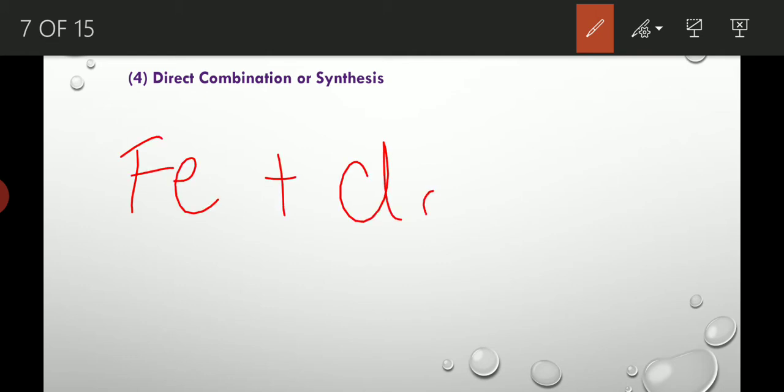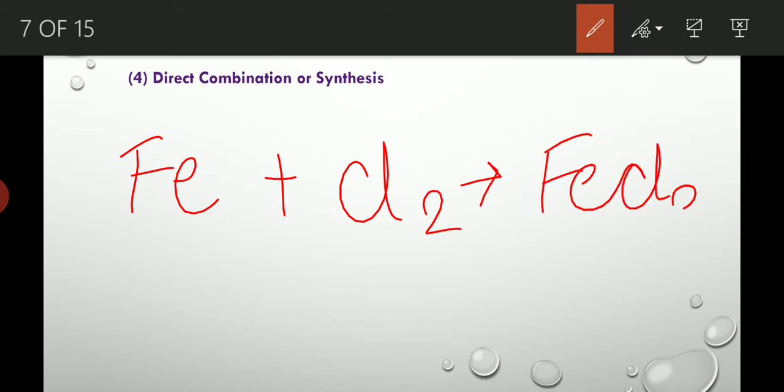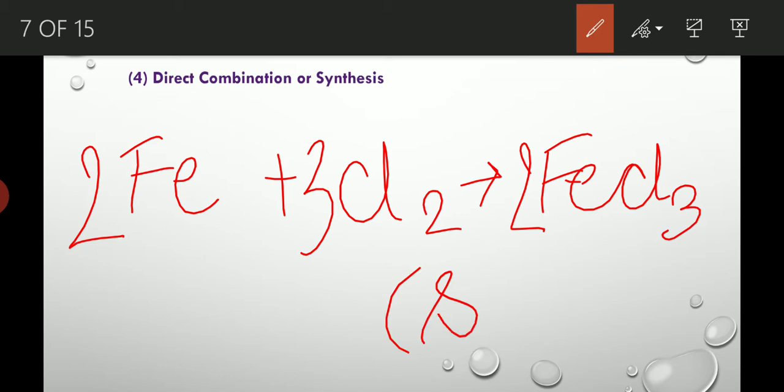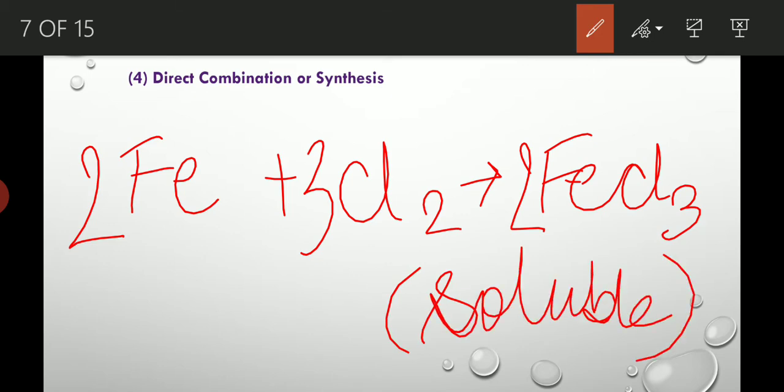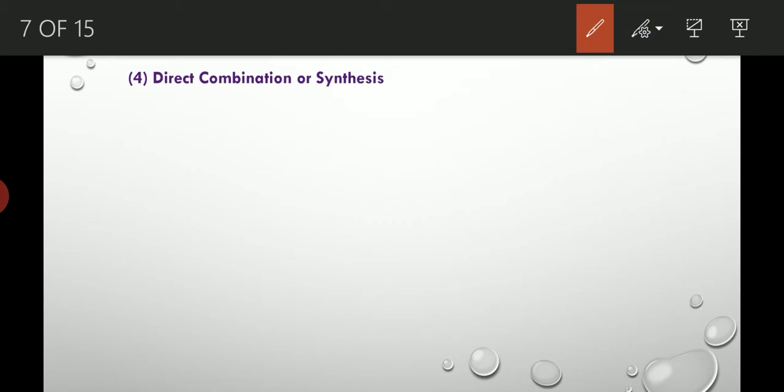If we take one metal, for example iron, which is a metal, when it reacts with a non-metal like chlorine, then it gives rise to FeCl3. Let's balance the equation. This ferric chloride is a soluble salt. Let's take another example where an insoluble salt is formed.